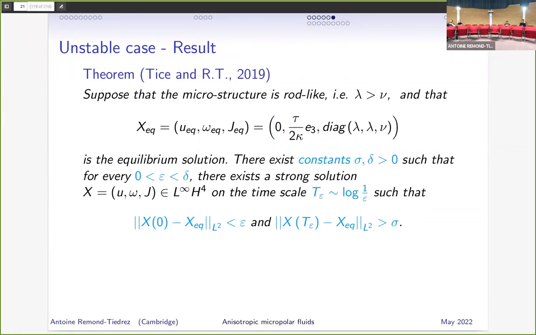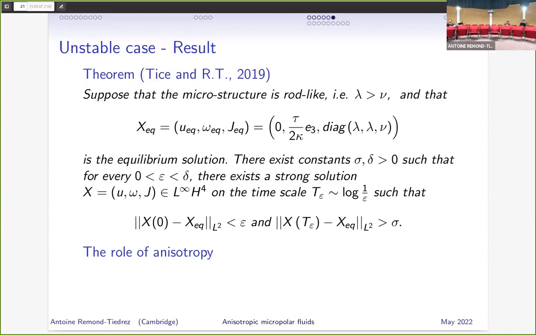So there's a small delta ball where, however close to the equilibrium you start in this delta ball, you'll then leave a sigma ball around the equilibrium. It happens at the speed you expect, or on the time scale you expect. So this is unstable in L2. So if you're a rod, this equilibrium is unstable.